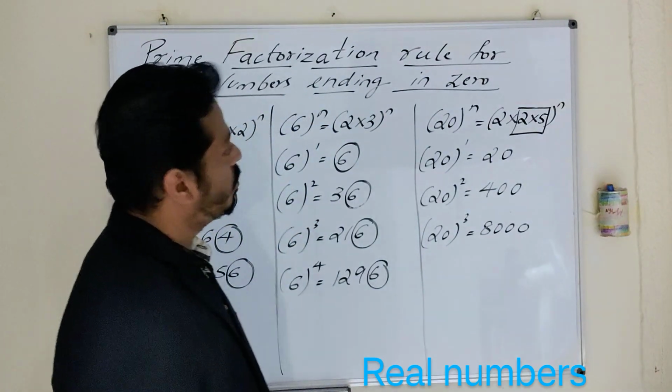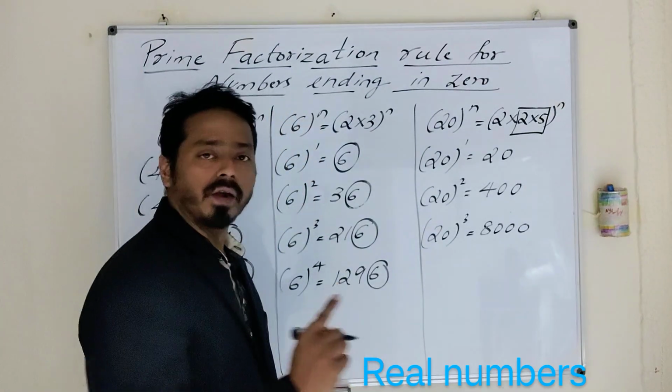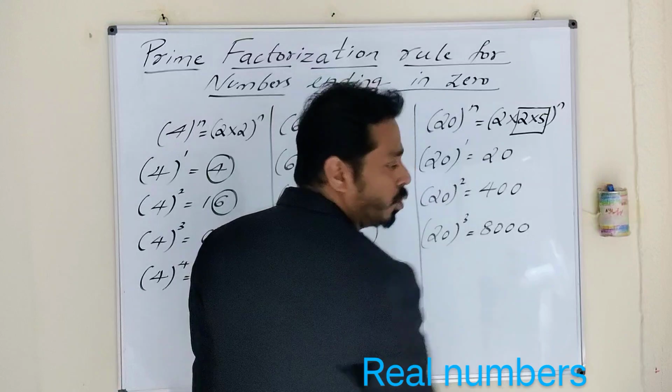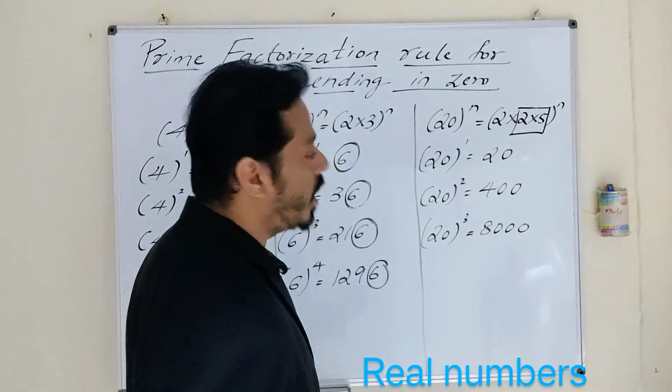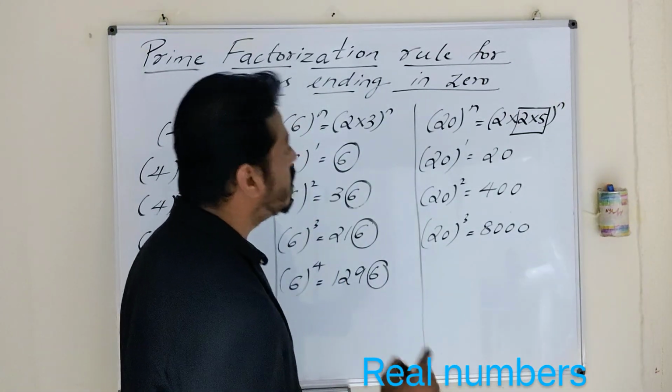So for any number to end with 0, its prime factors should include 2 and 5, because when you multiply 2 and 5, the product is 10, and when you multiply 10 with any number, it ensures that the number ends with 0.